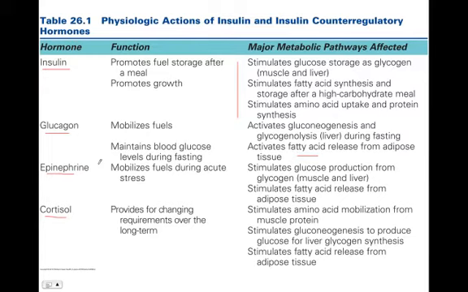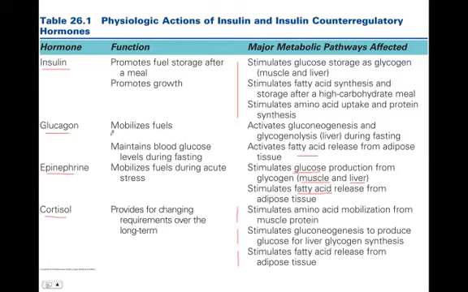Epinephrine also stimulates fuel mobilization during stress. This will stimulate glycogenolysis in the skeletal muscle and, to a small extent, in the liver. And it will also stimulate fatty acid release from the adipose. Cortisol, on the other hand, provides a more long-term requirement for maintenance of energy. Cortisol will be stimulating our amino acid mobilization from skeletal muscle, and will also stimulate gluconeogenesis as a means of enhancing transcription of the genes involved, and similarly it will stimulate fatty acid release from the adipose.